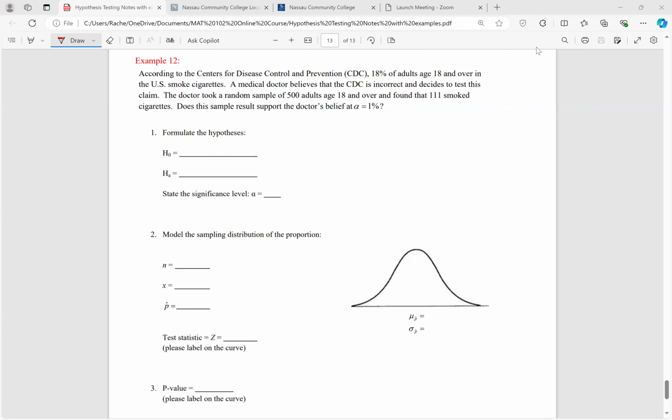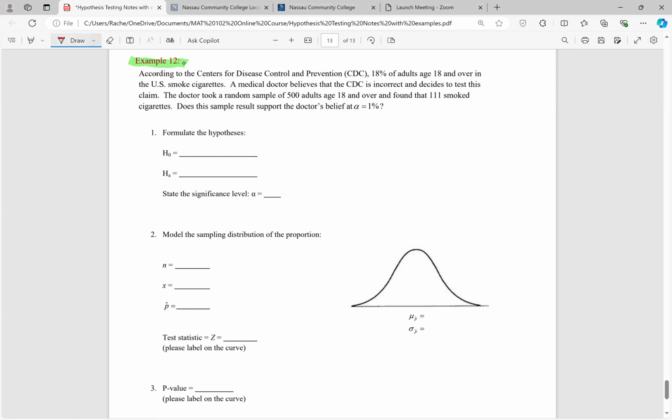Okay, so we're up to example 12 on the hypothesis testing worksheet. Like I said at the end of the last lecture, this is going to be another example where we have to test the proportion, but now it's going to be an example of a two-tailed test. So this way you've seen left-tailed, right-tailed, and two-tailed for proportions as well.